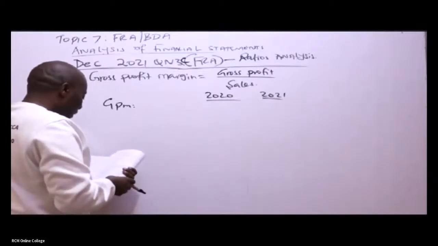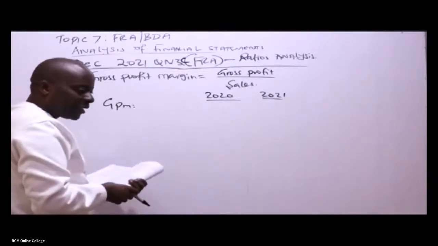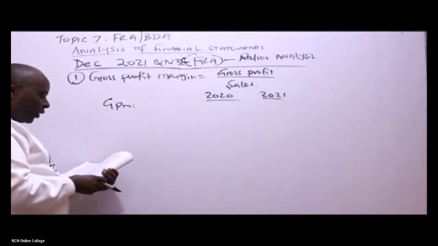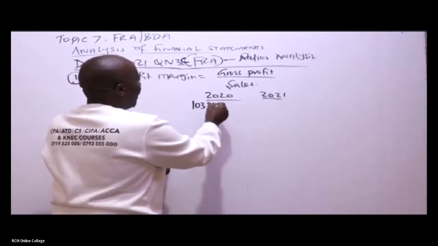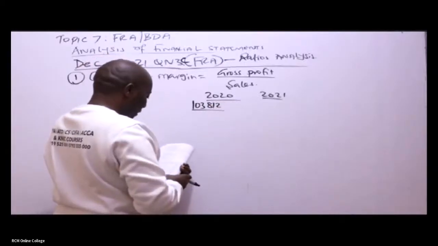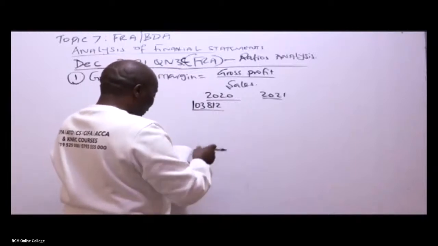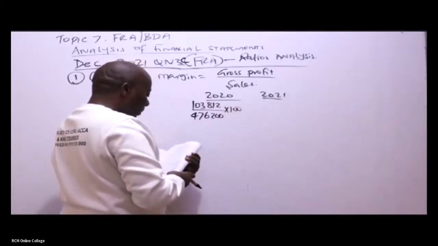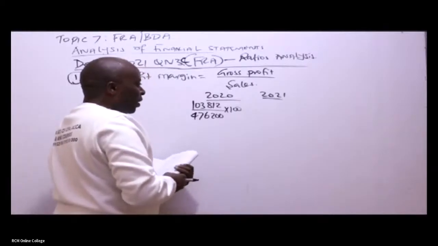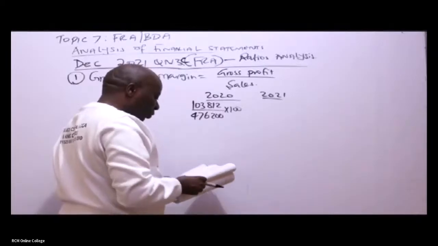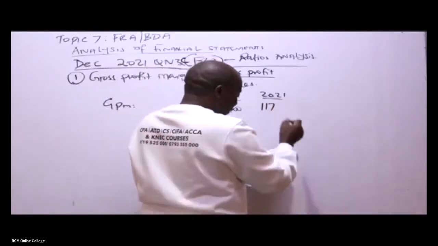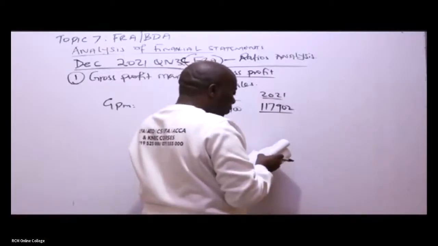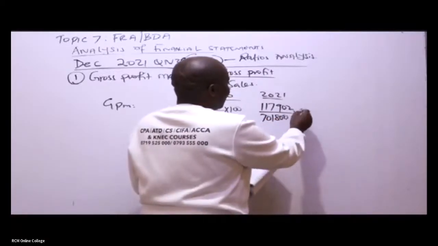So for 2020, is there somebody who is able to see gross profit? Yes, I can see the gross profit for 2020. It is 103,812. Divide this by the sales revenue for 2020, 476,200, times 100. For 2021 you do the same. Even the Excel students, I expect you to write these answers down, and then do this using Excel later at your own time. So we have 117,902. We divide this by the sales revenue for 2021, 701,800, times 100.